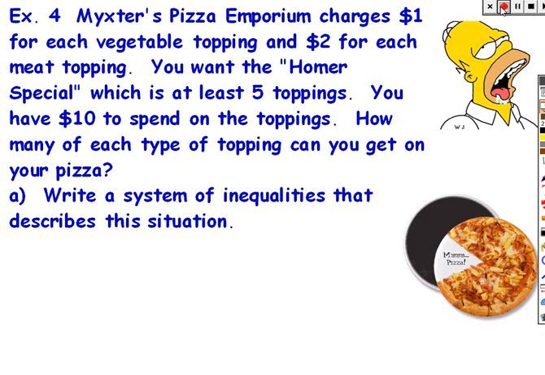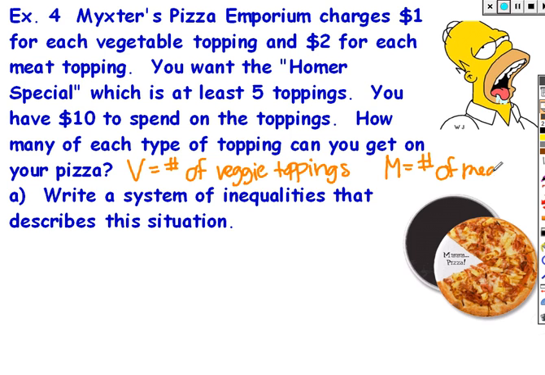There's a lot of information here, but let's just key in on that last part. Really what I want to know is how much of each topping. So let's let V equal the number of veggie toppings. And then let's let M equal the number of meat toppings. I would strongly encourage you to take some notes on this. This is probably the trickiest example and maybe a new piece that you didn't study in the past.